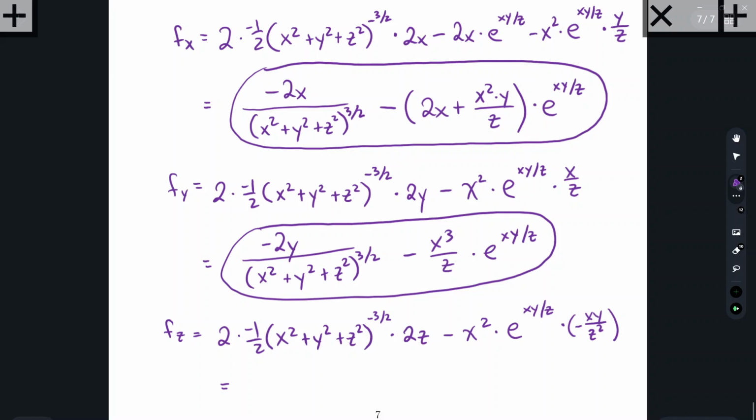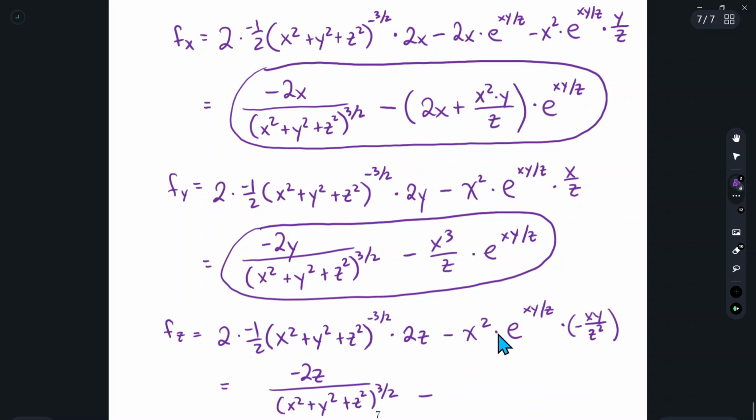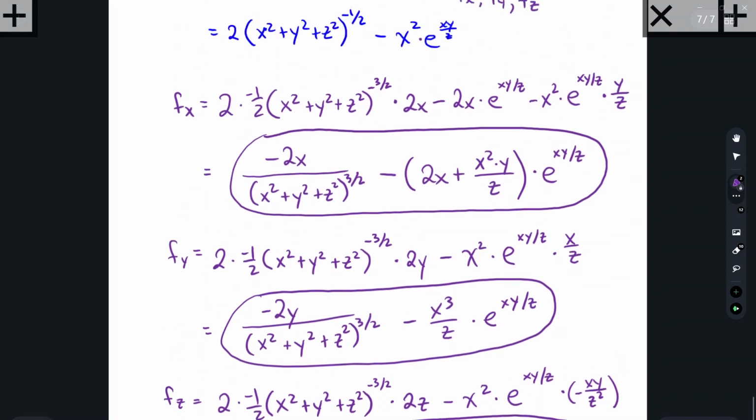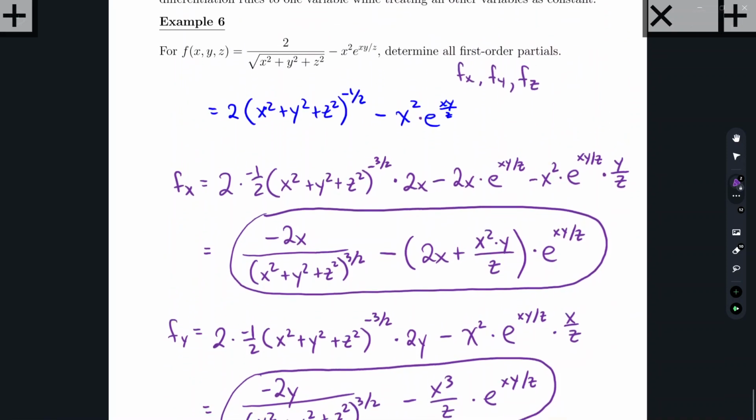Okay, so now we can clean some things up. The 2 and the 1/2 cancel. I still have this minus 2z over x squared plus y squared plus z squared to the 3/2. And then this part here, x squared times x is x cubed, y over z squared times the exponential. Okay, so those are the partial derivatives for a function with 3 variables.